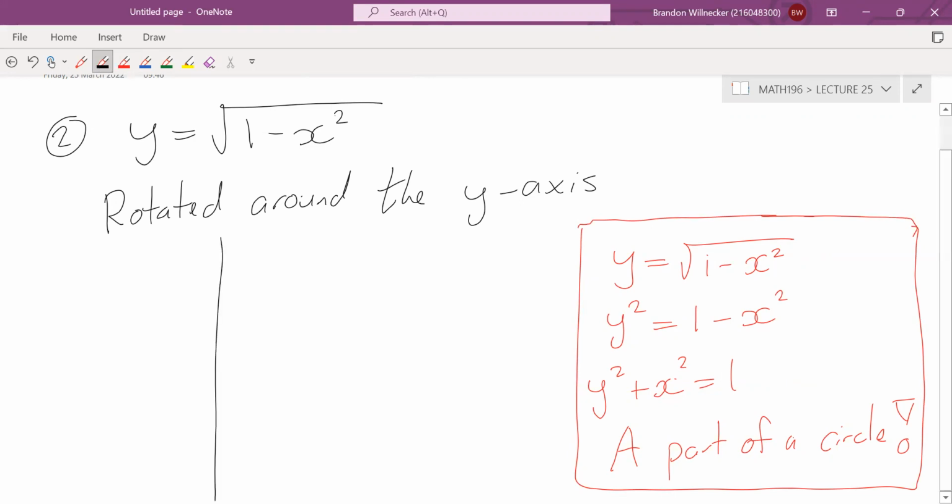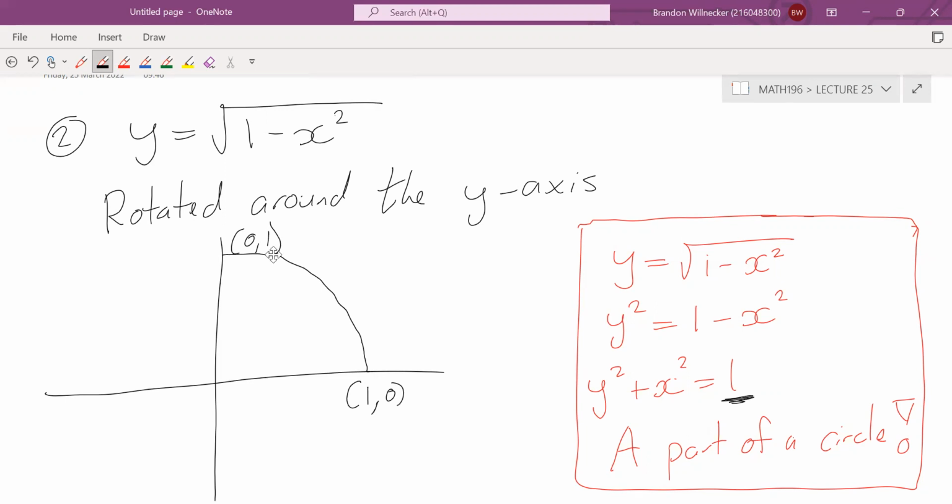Okay, so how's this going to look? Well, it's the first quadrant of a circle with radius 1. So it's going to look something like that. So this point here is 1, 0. This point here is 0, 1. Okay, so it's just part of a circle in the first quadrant there. So all of this here is going to be our region that we're going to do the rotating with. Okay, so let's color that in. Okay, so we've got that.